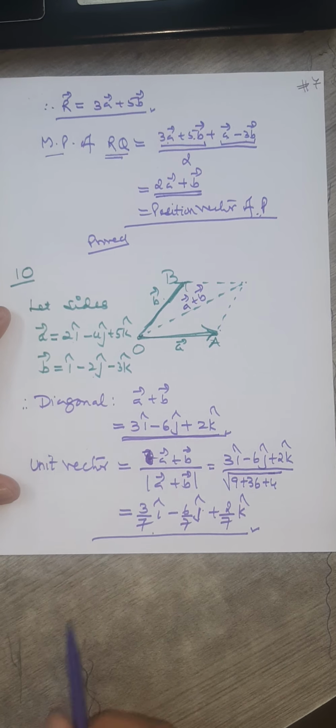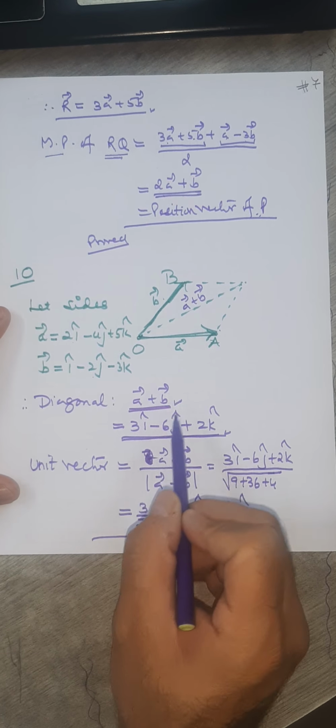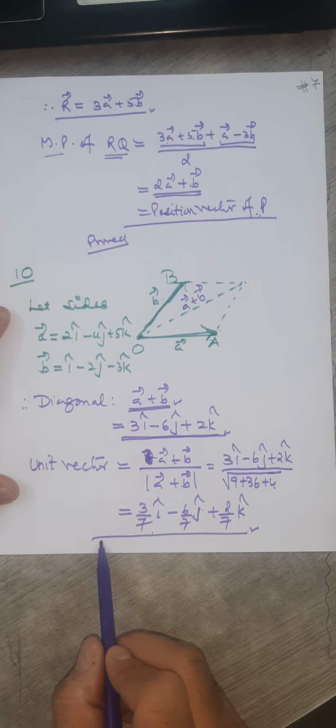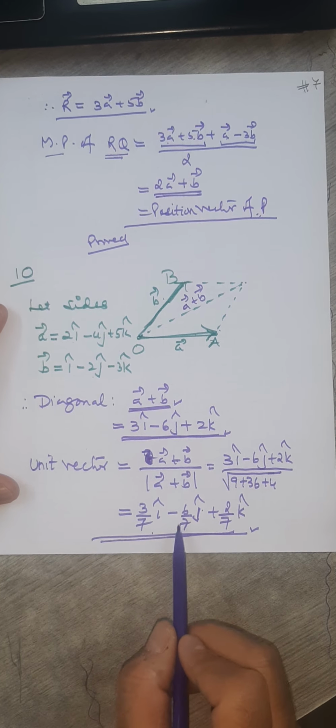Remember, parallel to what? The diagonal. Parallel to this vector. How do you get the vector parallel to a given vector? Vector upon its magnitude. That's the first part here.